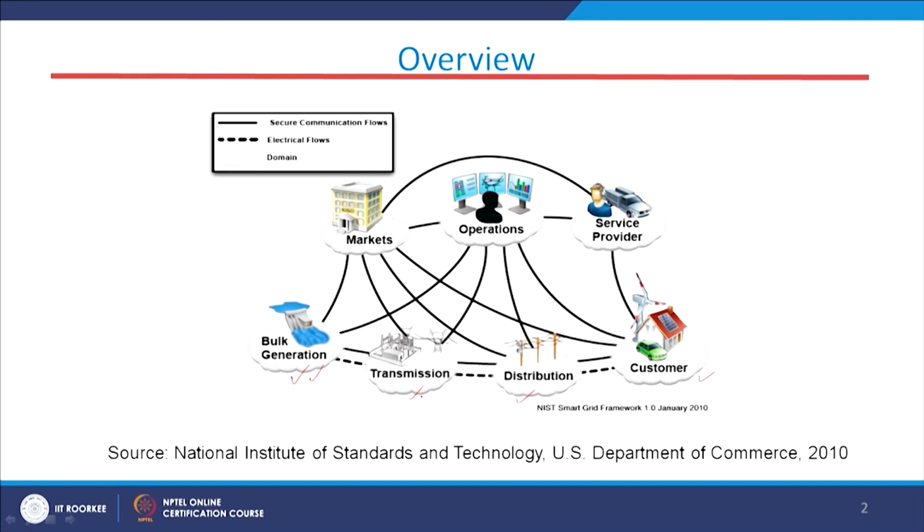And apart from these 4 sections, we have the other 3 sections. If you could see here, these are markets, operations, and service provider. And coming to the, basically this is the very basic block diagram of the smart grid architecture or layout.